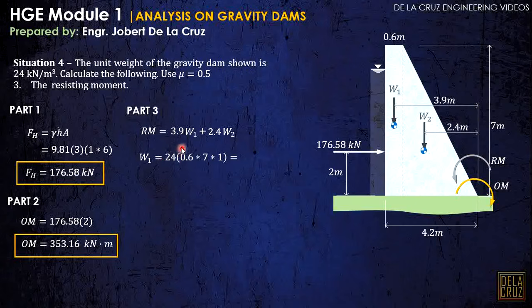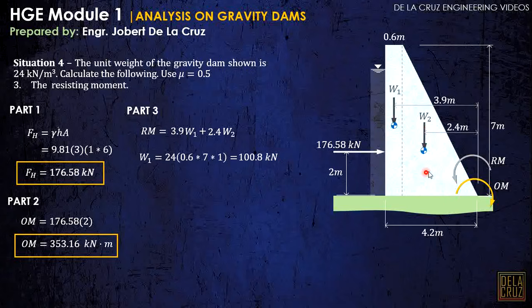Weight 1 is gamma 24. The volume here is 0.6 times height 7 meters, this one, times the perpendicular distance 1 meter length. Okay, we analyze 1 meter strip. So we have 100.8 kilonewtons.